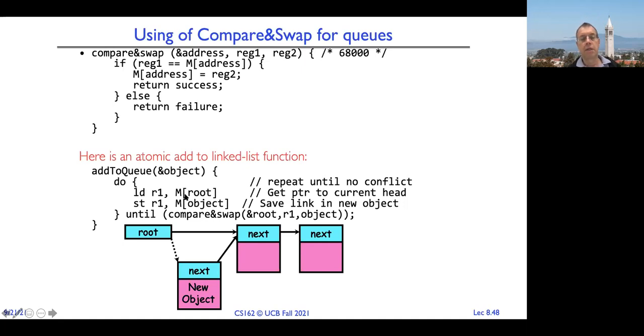So you get the pointer from the root, which is a pointer to the first element in the queue. Then you set the object to point to the old first object in the queue. And then you are going to use a compare and swap to move the pointer of the root to the new object. And you wait until that is done. Okay. So that's what happens here.